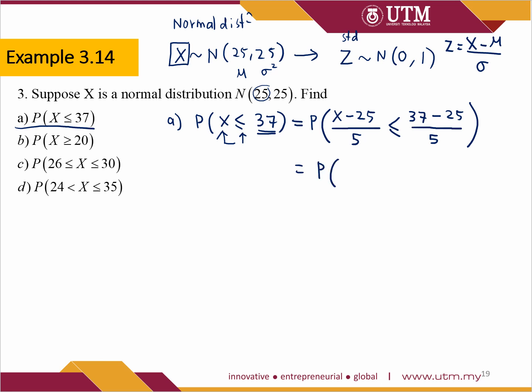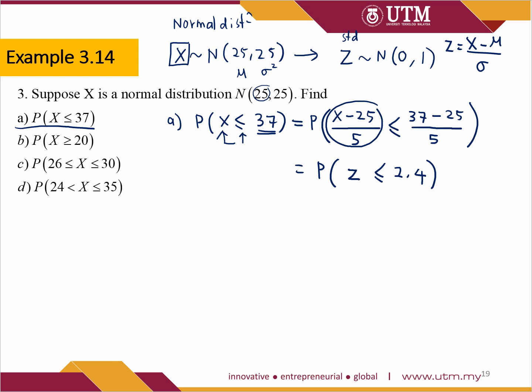Now we have represented this. We know that this is the representation of Z, the standard normal Z, less than. So now we can find 37 minus 25 divided by 5, which is 2.4.